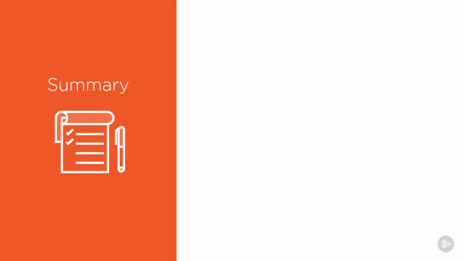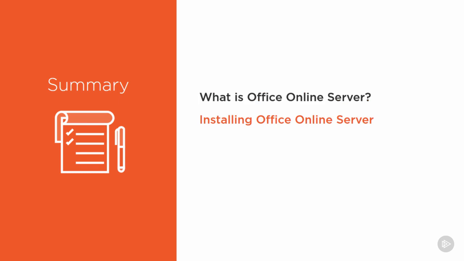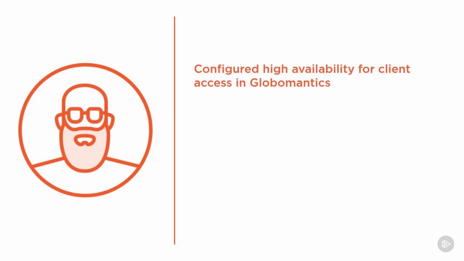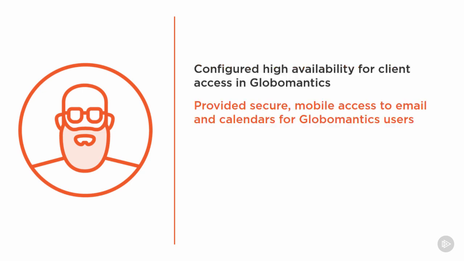So that brings us to the end of this final module where we looked at Office Online Server, installing and configuring the Office Online Server and then integrating it with Exchange 2016. Well, let's recap what Dave has been able to achieve for Globomantics as we work through this module. Dave was able to configure high availability for client access in Globomantics, and they chose to use a DNS round-robin solution for that. Dave provided secure mobile access to emails and calendars for Globomantics users by configuring mobile device access policies and using quarantine to manage the approval of mobile devices.